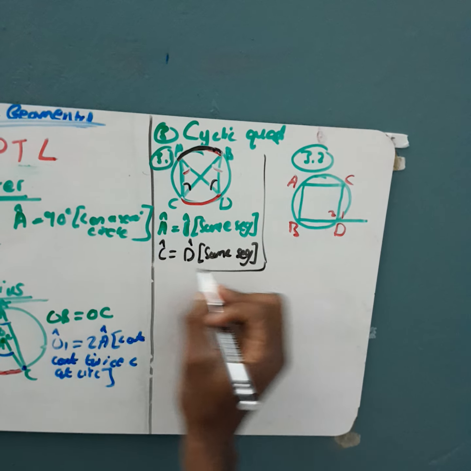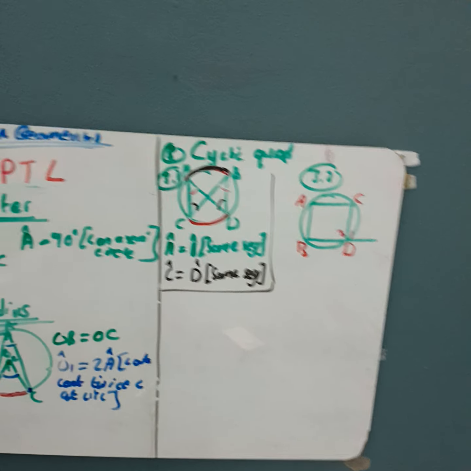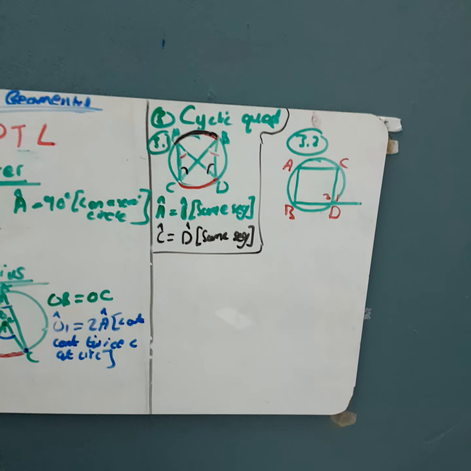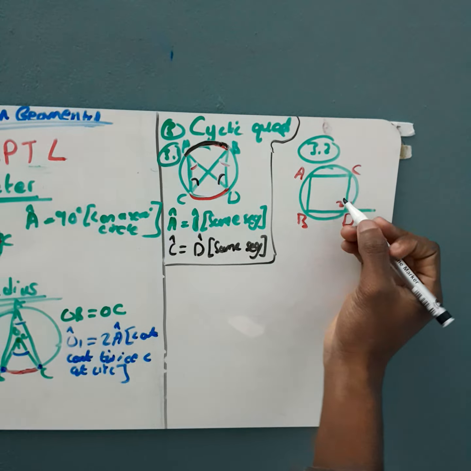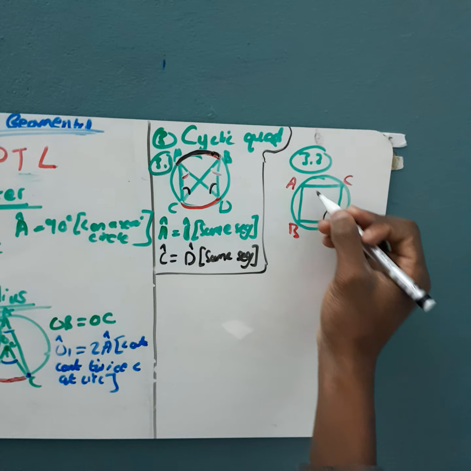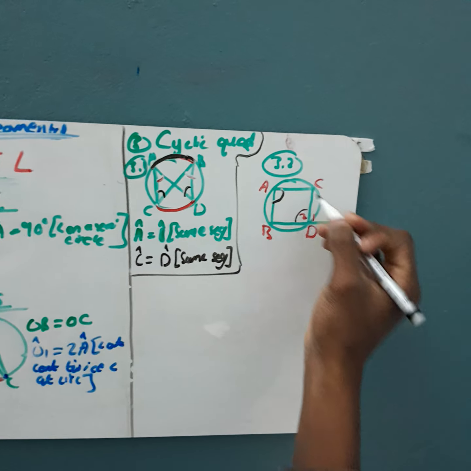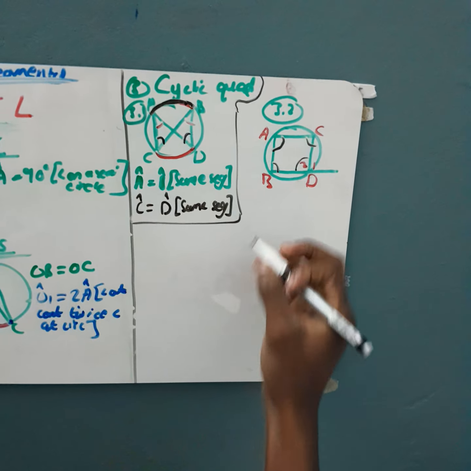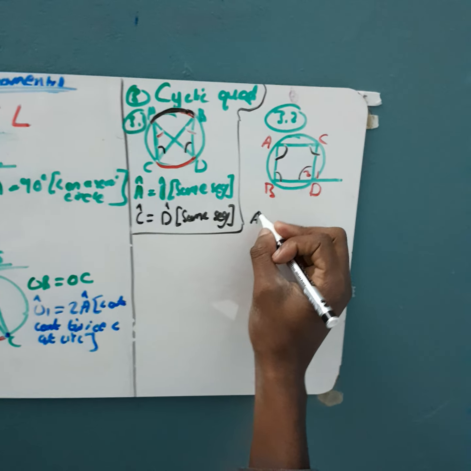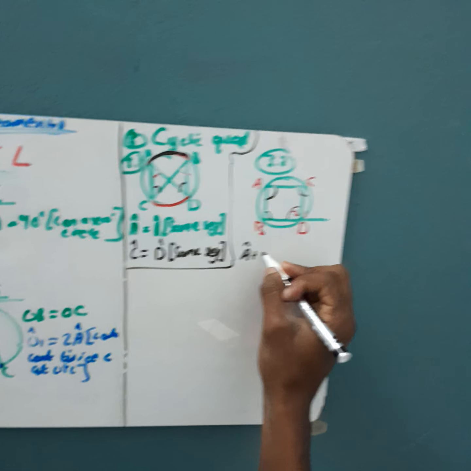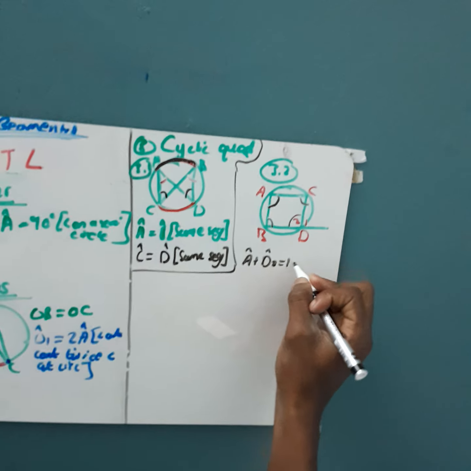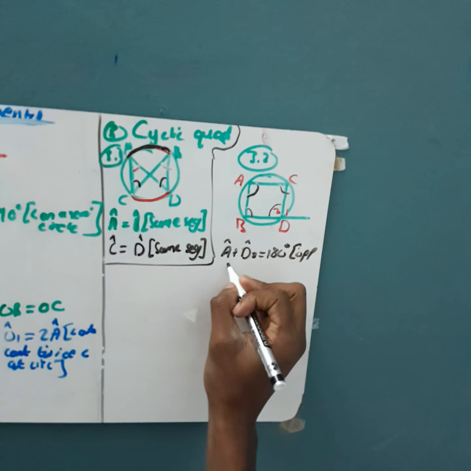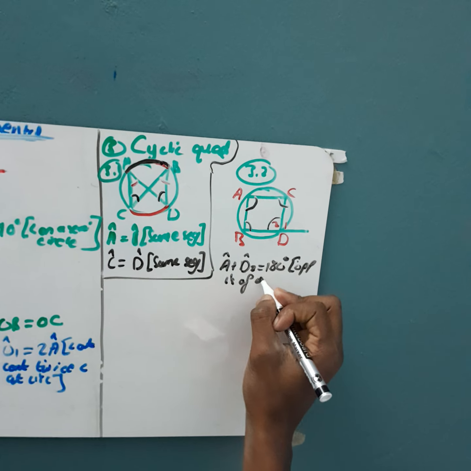Now we are going to the second one. The second one, we're talking about the opposite angles of a cyclic quad, which add up to 180 degrees. When we talk about the opposite angles, it's the angles that are opposite. So we're talking about these two angles and also these two angles. You are going to say angle A plus angle D2 equals 180 degrees. Then your reason is opposite angles of a cyclic quad.